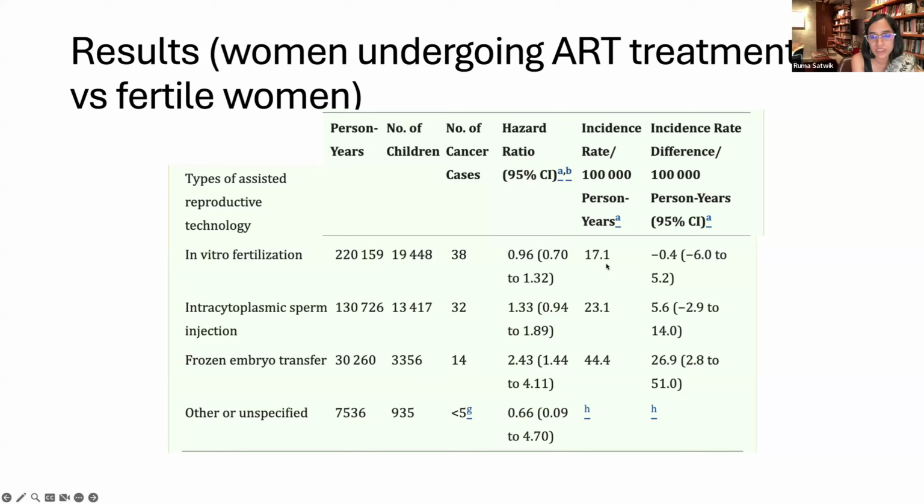Your baseline, if you remember, was 17.5. So actually the incidence rate difference is minus 0.4. Again, not significant. ICSI is 23.1. FET is 44.4, which to me seems like a 2.5 times higher rate, and others are unspecified, but the treatment was not known. It's too small to calculate, right?